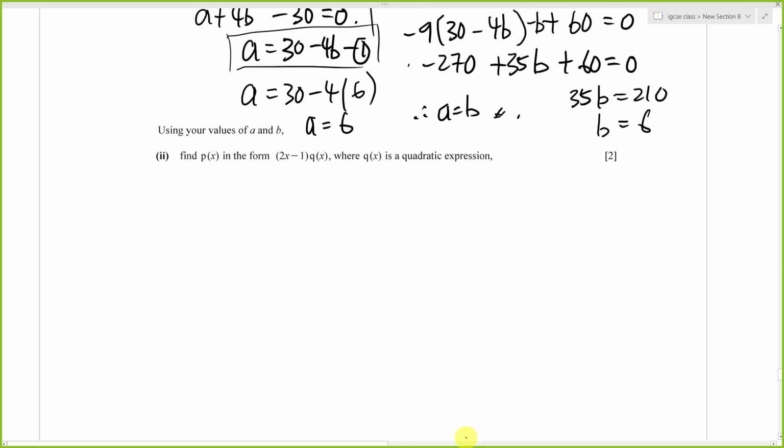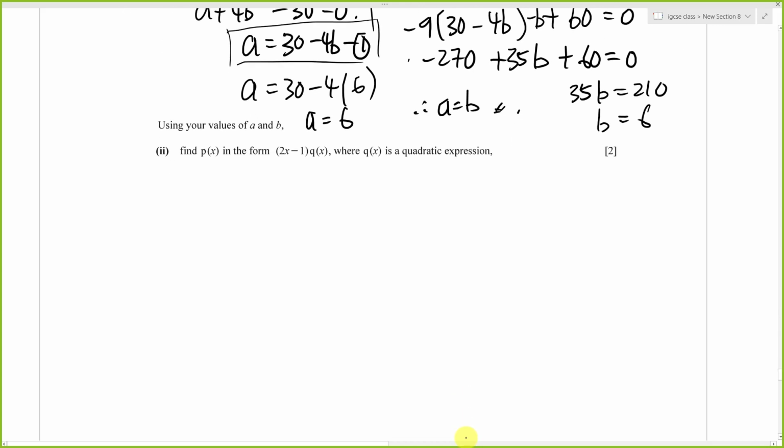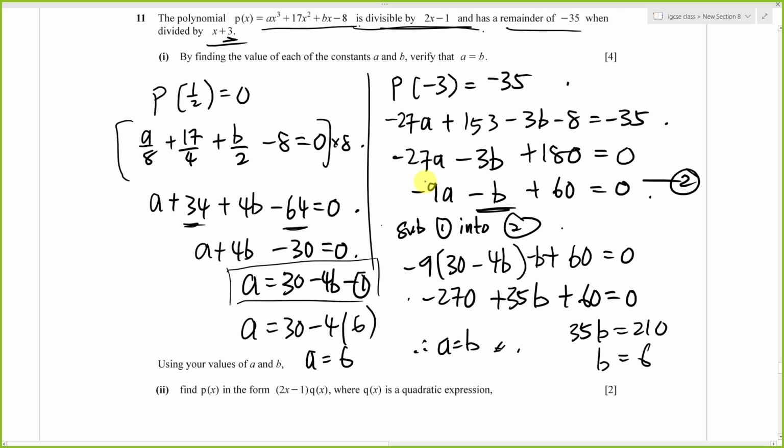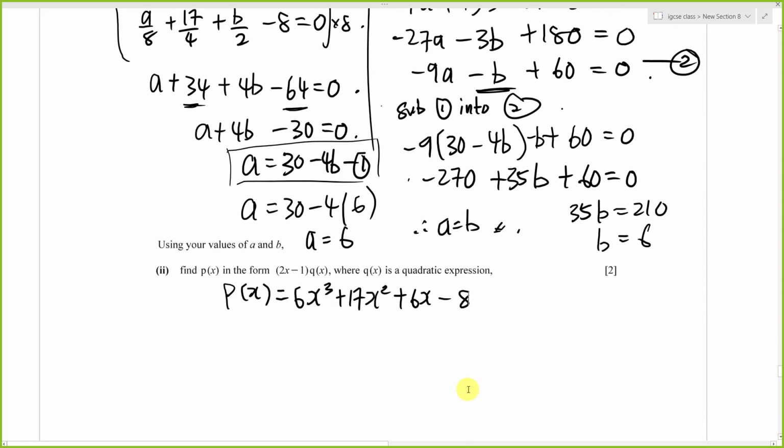4 marks only, don't think so much. Use your value a and b. Find the px in this form. So you should know this one is the long division, or you can factorize, you can straight away factorize it. So by the way, I will just always write down my px first. So it'll be 6x cubed minus 17x squared plus 6x minus 8. Because a and b both also are 6 here.